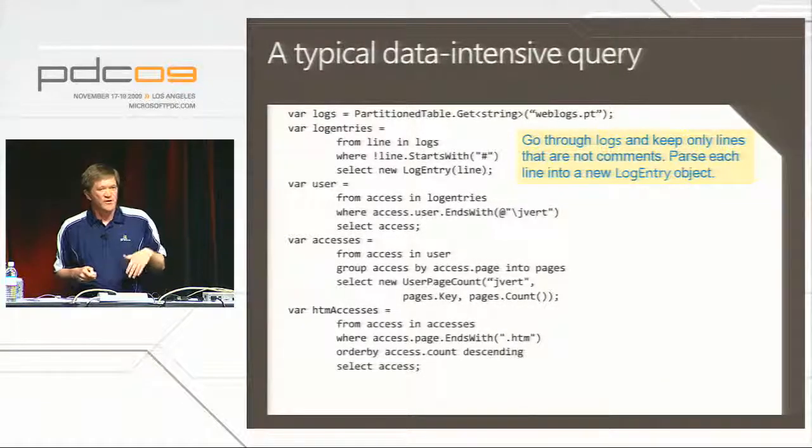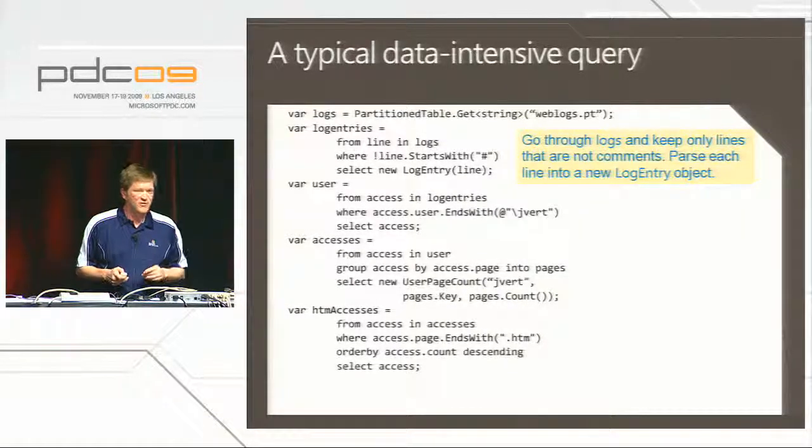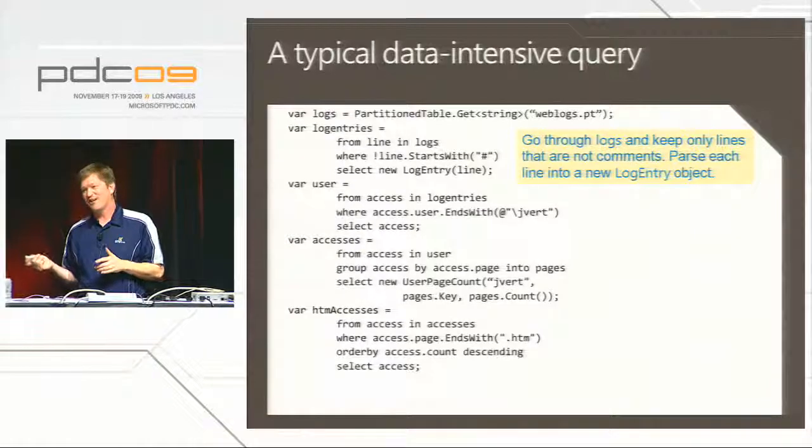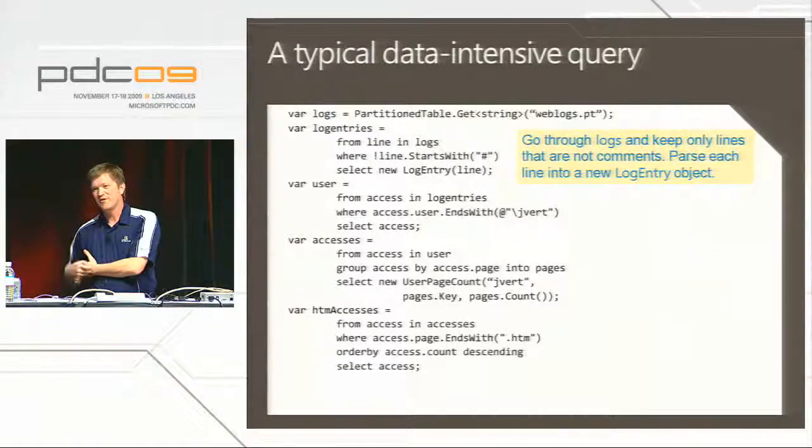And the first thing we're going to do is a little LINQ query that's going to filter these things out. So we're going to filter out the lines that are comments: if it starts with a pound sign, we're going to throw it away. If it doesn't start with a pound sign, we're going to keep it, and we're going to create a new log entry object from each string. So in this case, we've got our own .NET class called log entry.